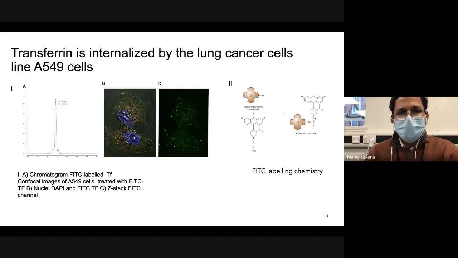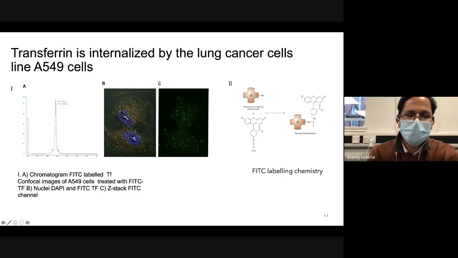And to further see if this idea is feasible, I checked the A549 cell line, which is a lung cancer cell line, to see if I can visualize the transferrin inside the cell. So here, in this slide, what you are looking at is how I labeled this transferrin with a dye which gives it a green color. The green color is due to FITC.